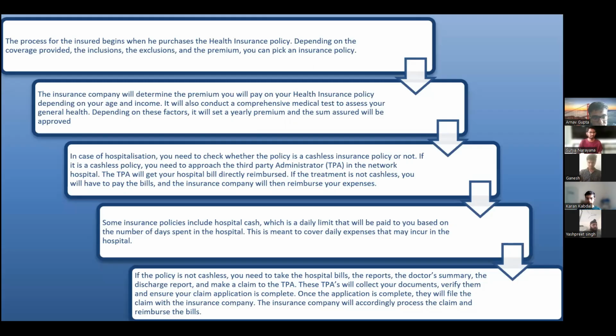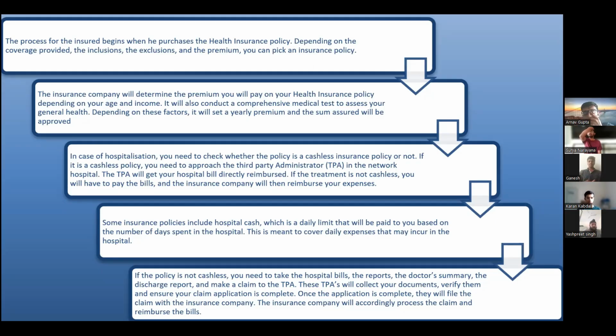The process for the insured begins when he purchases a health insurance policy. Depending on the coverage provided, the inclusions, the exclusions, and the premium, you can pick an insurance policy. The insurance company will determine the premium you will pay on your health insurance policy depending on your age and income. It will also conduct a comprehensive medical test to assess your general health. Depending on this factor, it will set a yearly premium and the sum assured will be approved.